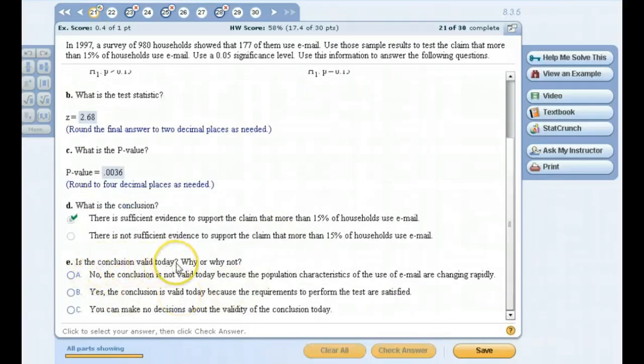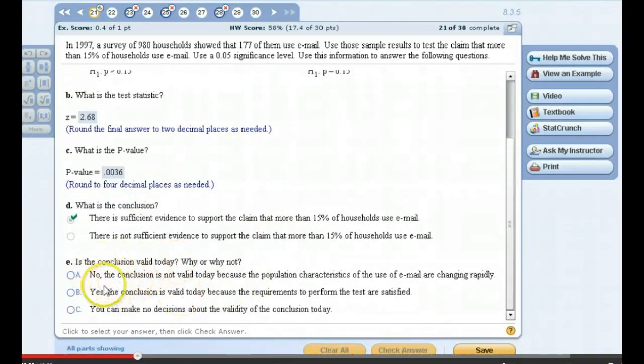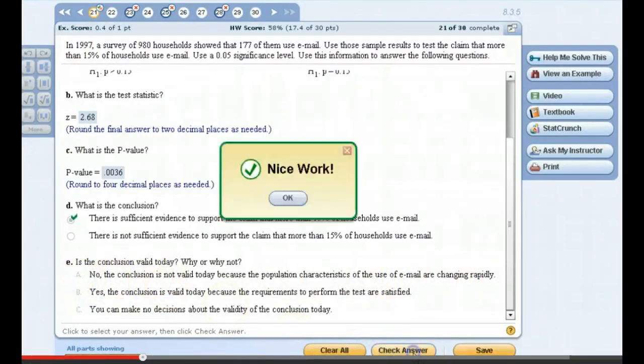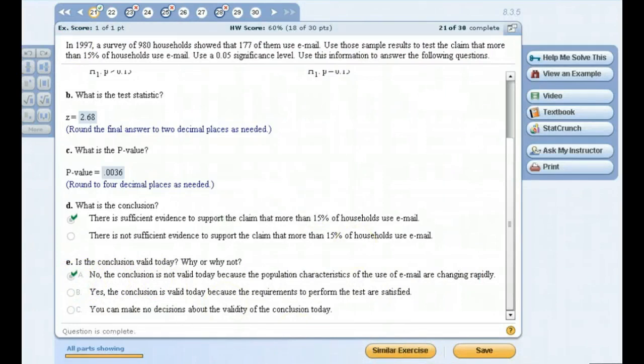Alright, is the conclusion valid today? Why or why not? No, the conclusion is not valid today because the population characteristics of email use are extremely higher than this number. I mean, 1997 versus 2013, you know that it's going to be drastically higher than 15% now.